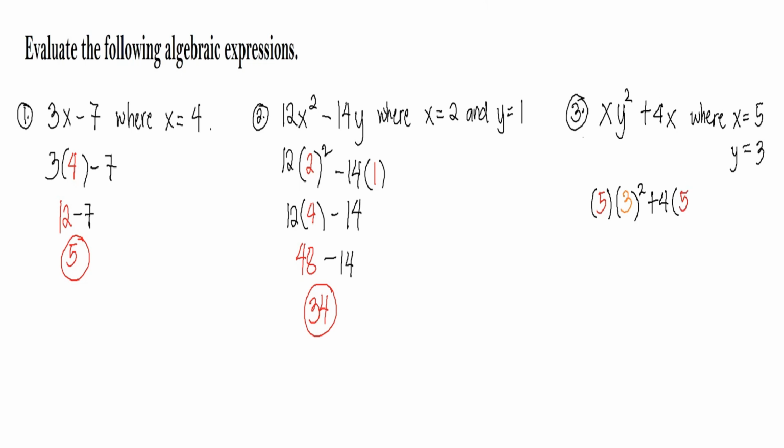Next thing, solve first the value that has an exponent, which is the 3 there. So 3 squared is equal to 9. 3 times 3, it's 9. 4 times 5, that is 20. So 5 times 9, we have 45, plus 20. Our final answer will be 65. And that's how easy it is to evaluate algebraic expressions like this one. These are some of the basic examples on how we are going to evaluate algebraic expressions.